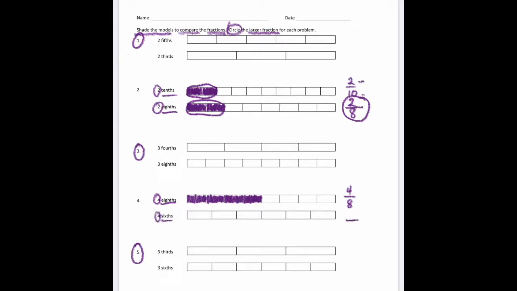4/8. Now 4/6. That means 6 parts, 4 are shaded. 4/6. 1, 2, 3, 4. Now let's compare which one is bigger. This 4/8 or 4/6.